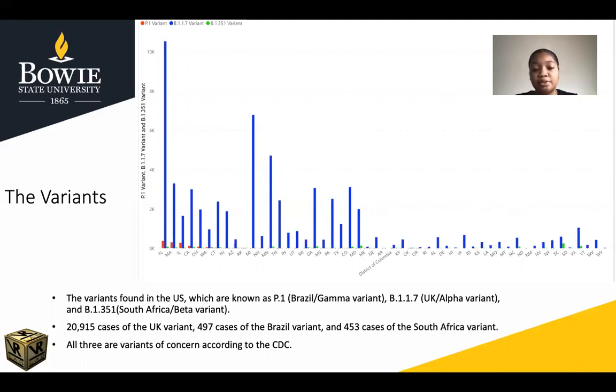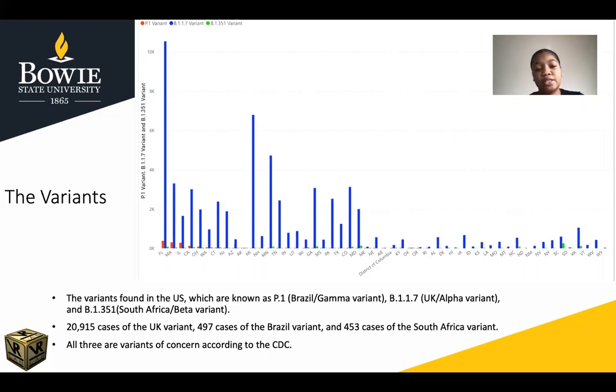There are three variants included in this graph. They are the P1, which was first found in Brazil and also known as the Gamma variant, B117, which was first found in the UK and known as the Alpha variant, B1351, which was first found in South Africa and known as the Beta variant. The reported cases in the US of each variant are as follows: 20,915 cases of the UK variant, 490 cases of the Brazil variant, and 453 cases of the South Africa variant.